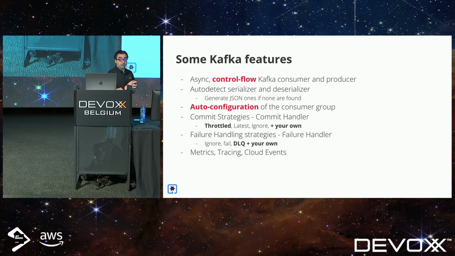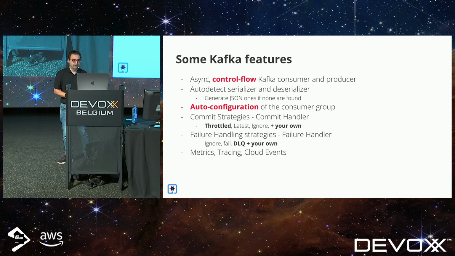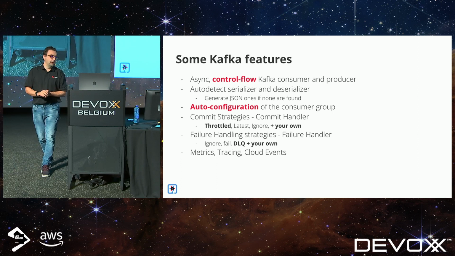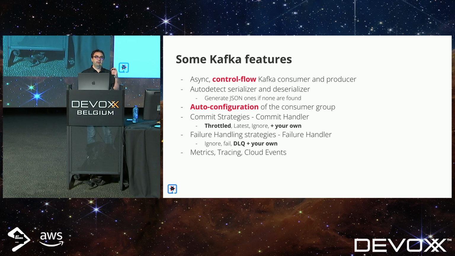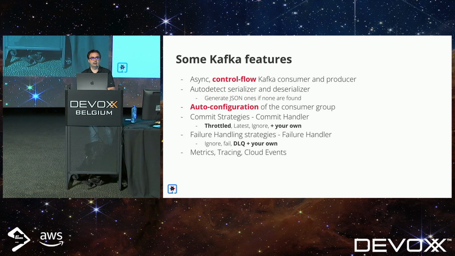Failure handling. Well, same thing. We have failure handlers. Ignore: I don't care. Fail, which means, okay, I'm stopping. Or DLQ. Or you can write your own. Less paracetamol required for this. It's much, much easier. We provide metrics, tracing, cloud events, and a lot more features. So basically, everything I said has been integrated into this middleware, doing the right thing at the right time.